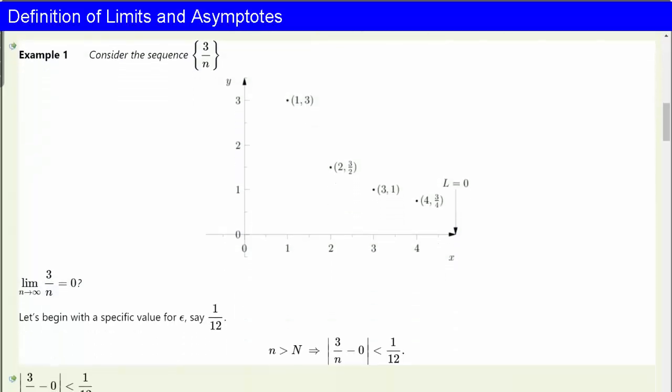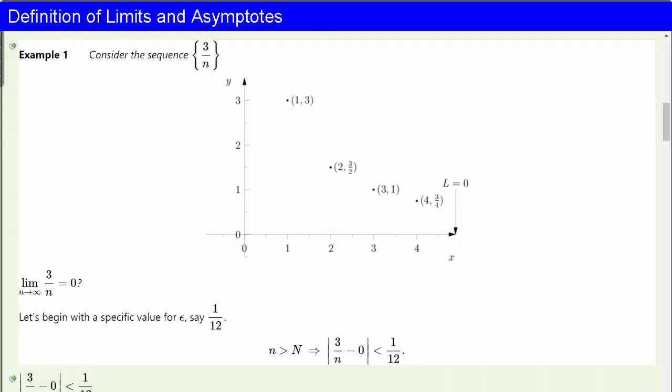Now we need to work through some simple examples to get a feeling for this definition. Consider the sequence 3 over n. If we plot this sequence as a Cartesian graph, then it seems clear that the limit as n tends to infinity of 3 over n is 0. Let's prove it. You have given me a tiny number epsilon, say 10 to the minus 26, and I have to convince you that the sequence is eventually within epsilon of L equals 0.